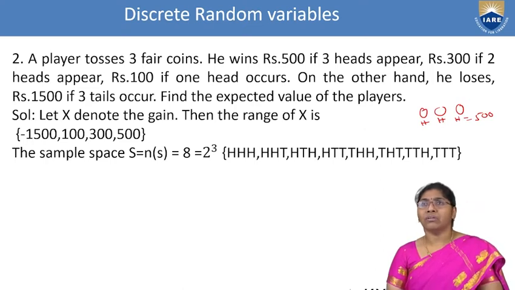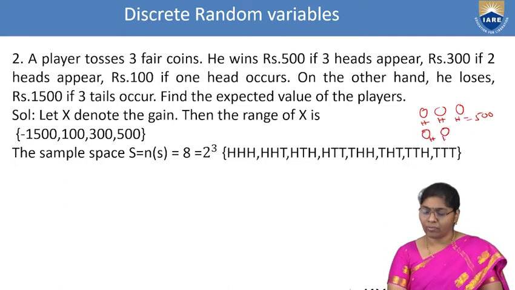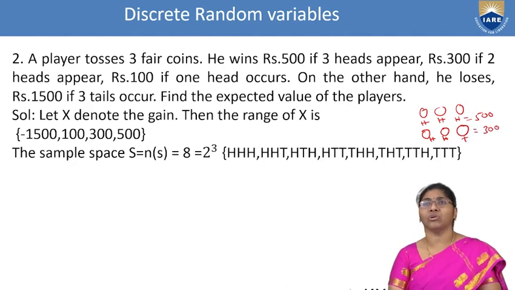300 rupees if 2 heads appear. 2 heads appear, and the remaining is nothing but a tail, so he wins only 300 rupees. And he wins 100 rupees if 1 head occurs. 1 head occurs, the remaining 2 are tails, he wins only 100 rupees.